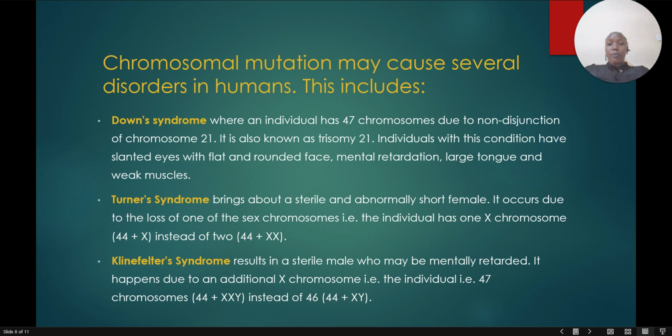Turner syndrome brings about a sterile and abnormally short female. It occurs due to the loss of one sex chromosome, i.e., the individual has one X chromosome instead of two. In the case of Klinefelter syndrome, it results in a sterile male who may be mentally retarded. It happens due to an additional X chromosome, i.e., the individual has 47 chromosomes.